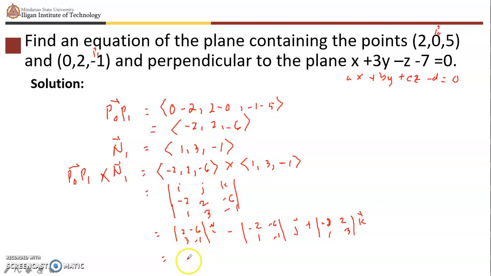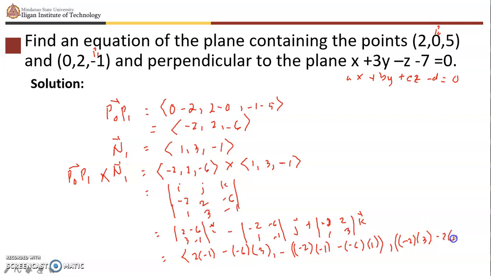Let me just write this as, we have 2 times negative 1 minus negative 6 times 3. We have minus, we have negative 2 times negative 1 minus negative 6 times 1, and then we have negative 2 times 3 minus 2 times 1.